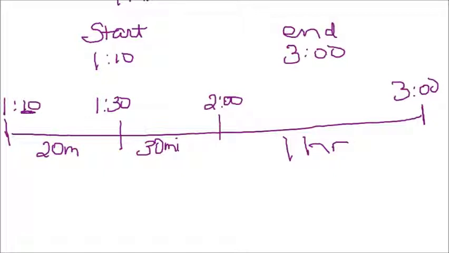So then I just add up my time. I have 1 hour, that's all I have here. And then 30 plus 20 is 50 minutes. So from 1:10 to 3 o'clock is 1 hour and 50 minutes.